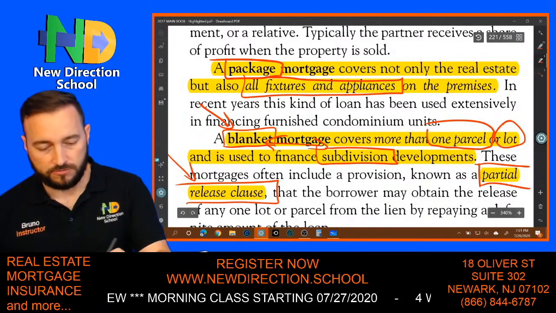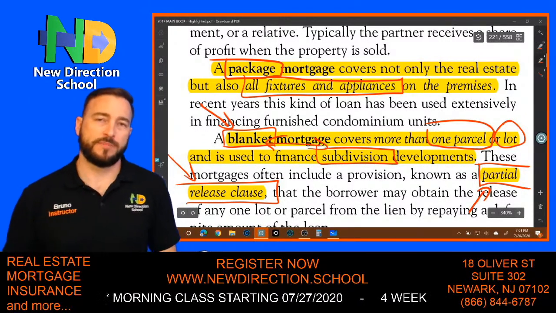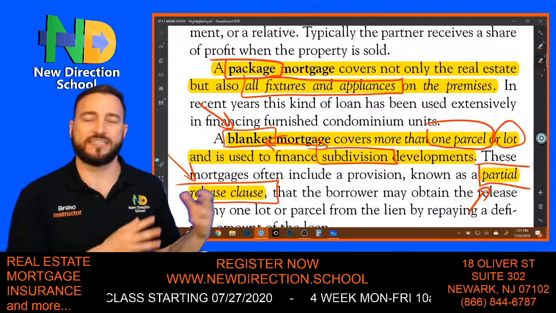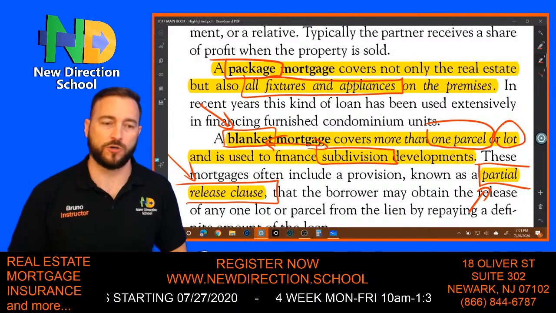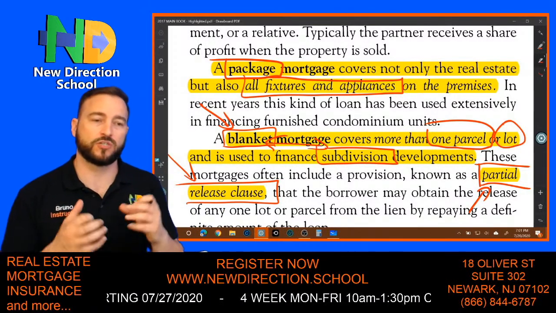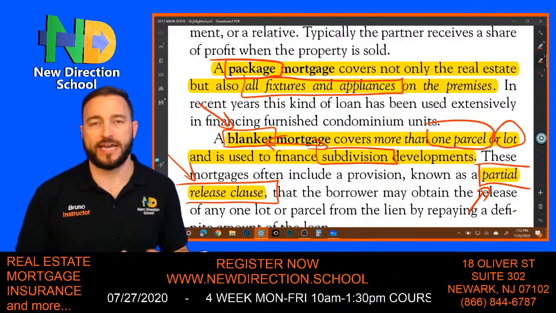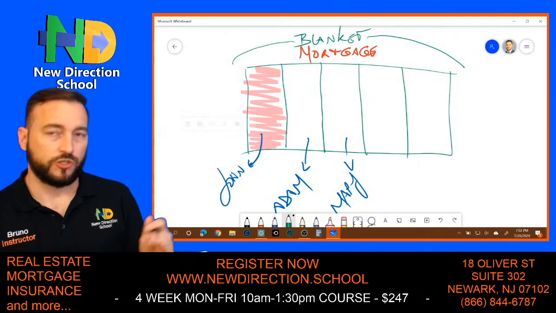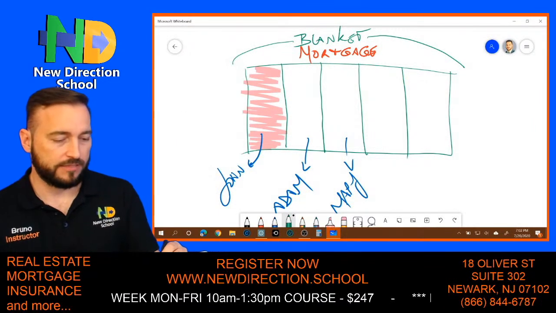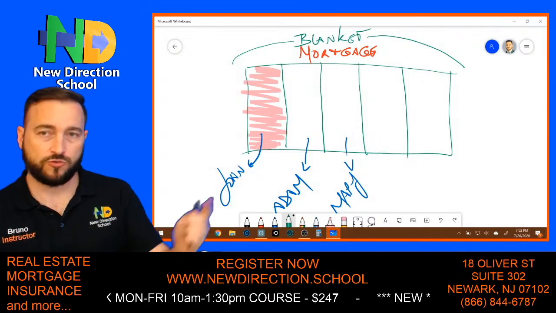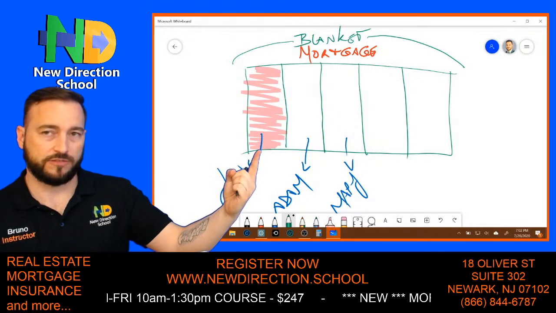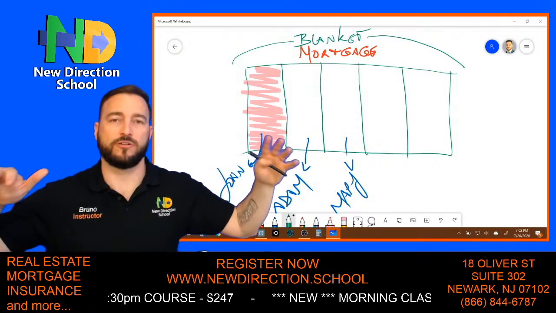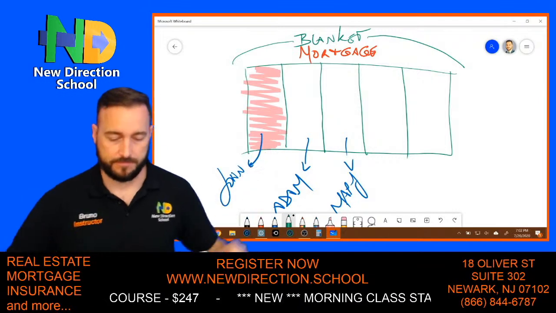Partial release clause. So that means that every time you sell a parcel of land, you're slowly releasing the grip. If you guys remember the word mortgage, you're slowly releasing the grip that the bank has on your property. In this case, you sold it to John, right? So the bank is releasing the grip on this parcel of land. You still have four. The bank's loan still covers the rest of the four. You're still good. Okay?